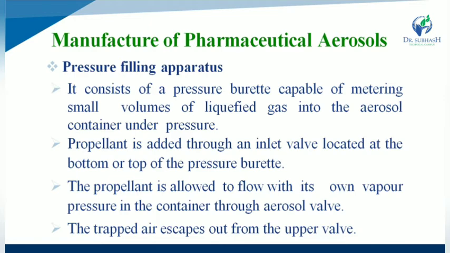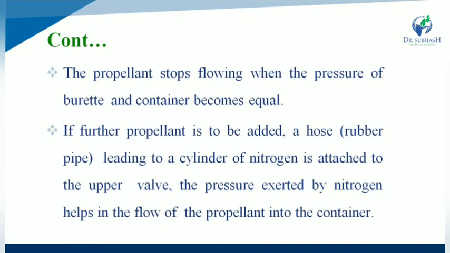of liquefied gas into an aerosol container under pressure. The propellant is added through an inlet valve located at the bottom or top portion of the pressure burette. What is the role of the propellant? It is allowed to flow with its own vapor pressure into the container through the valve. The trapped air escapes from the upper valve while the propellant keeps flowing. When does it stop flowing? When the pressure of the burette and the container become equal, the propellant stops flowing.